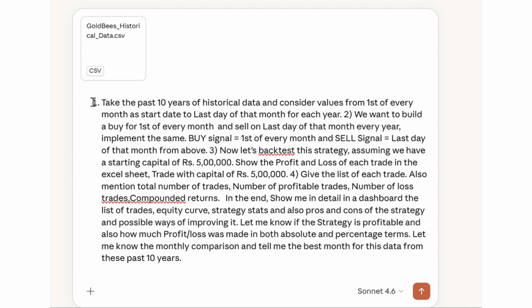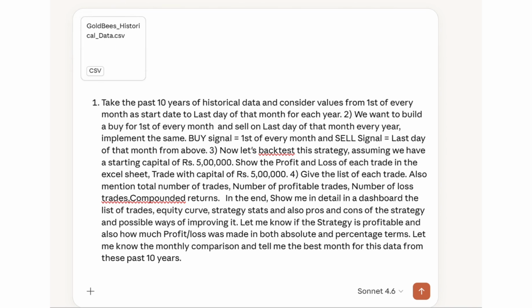Right now this is the prompt which I have simply written. As you can see, the buy signal is the first of every month and the sell signal is the last day of that month, from the above data, and we are using capital of 5 lakh rupees. This is just one example. You can put 1 lakh or 50,000 also. Depending on the value, it will derive the outcome proportionately, I mean, it will also define the percentage return you are getting. As we can see, I have already pasted it.